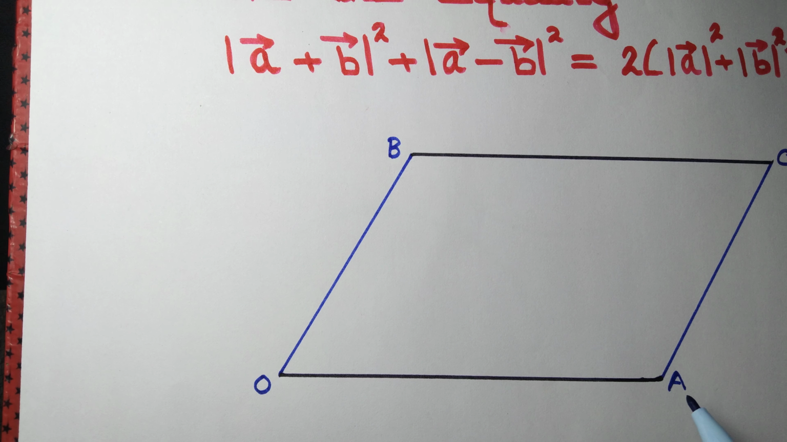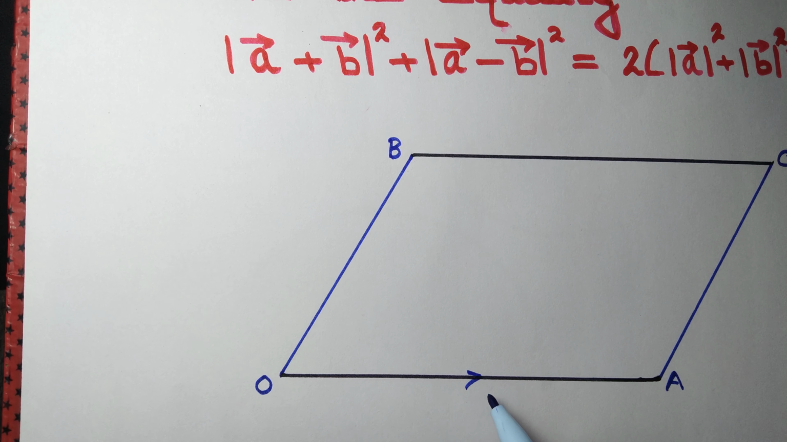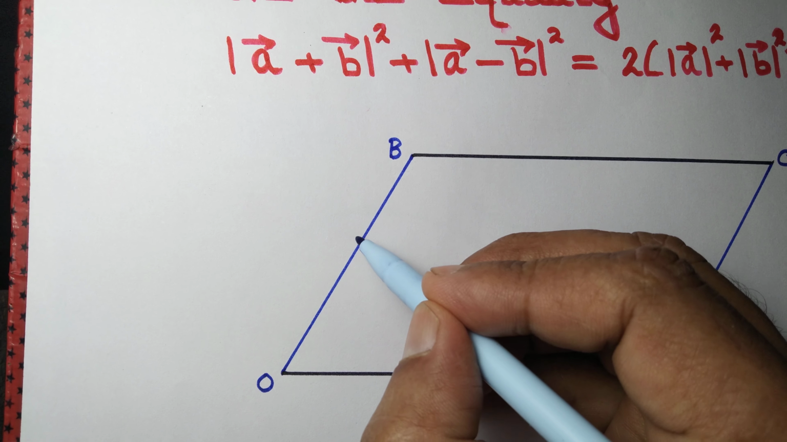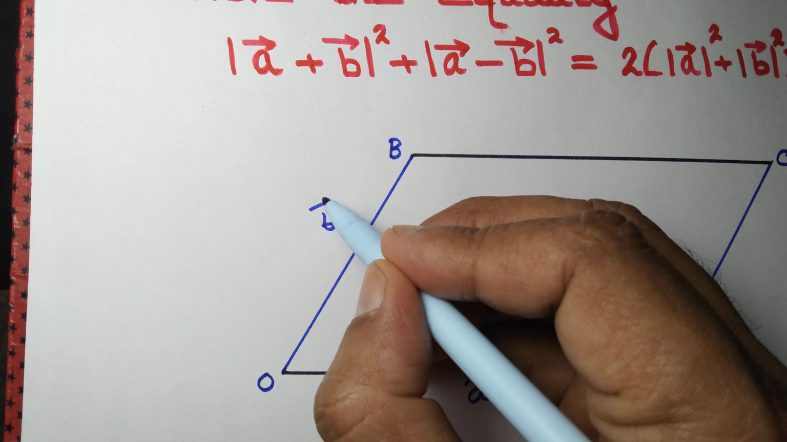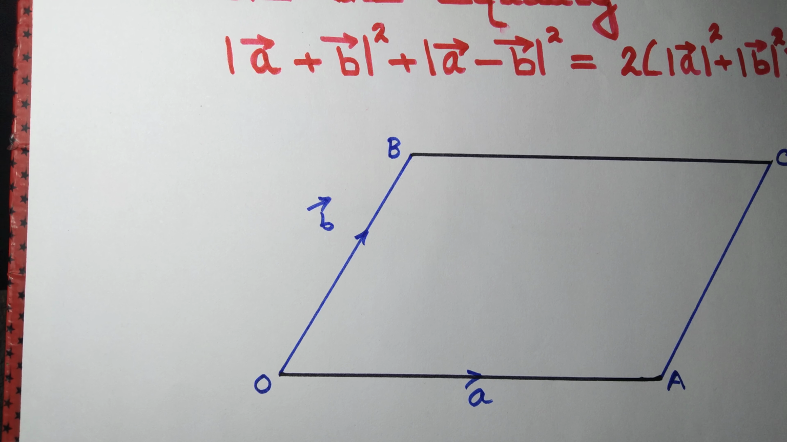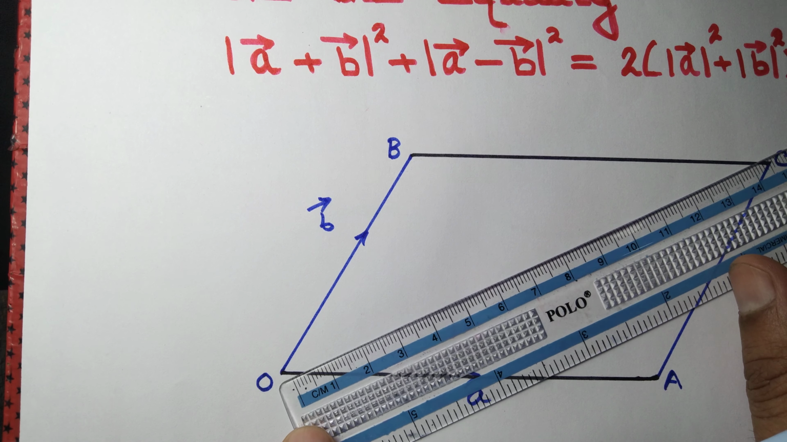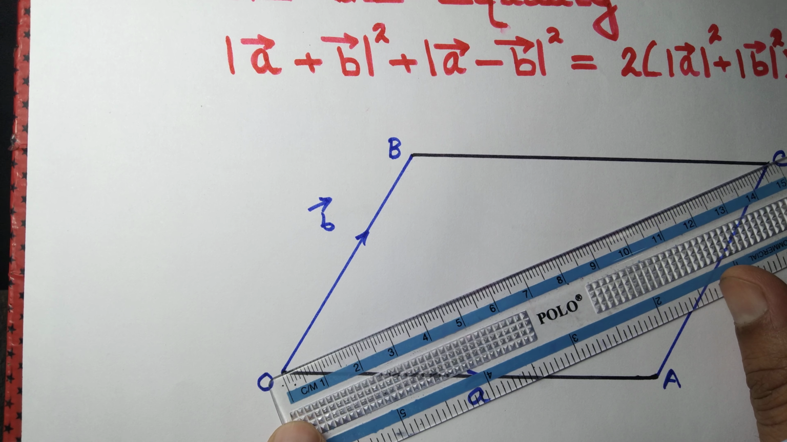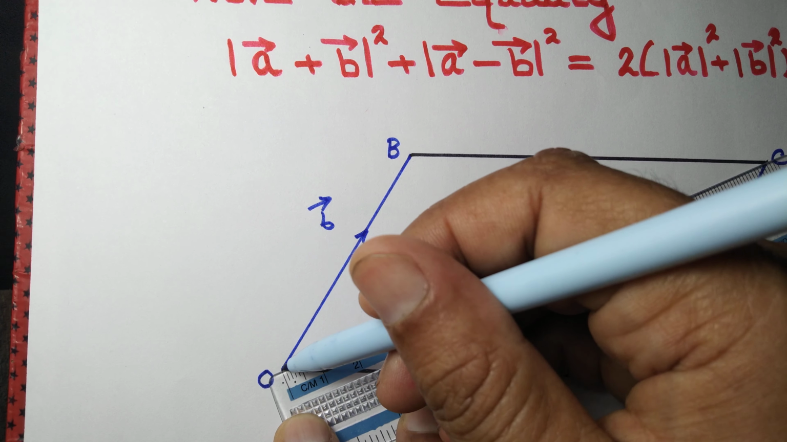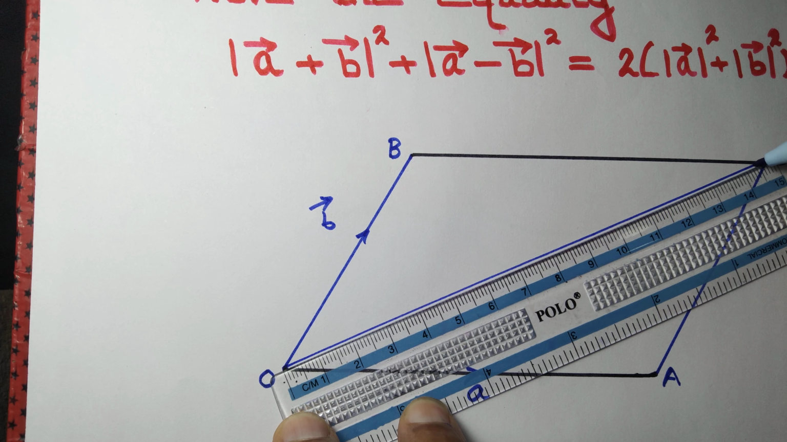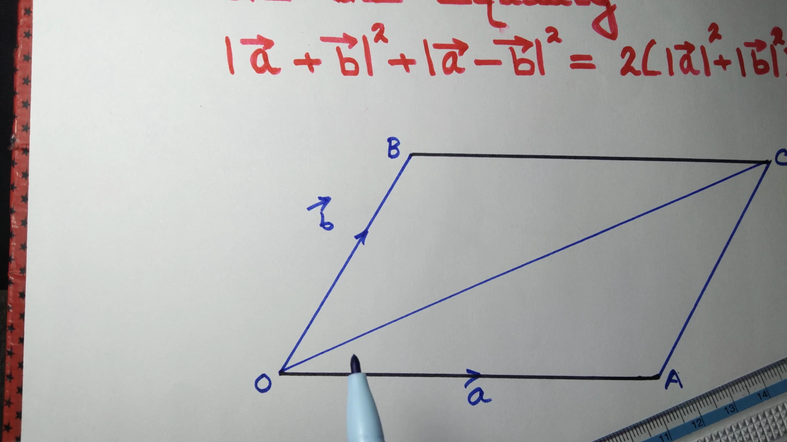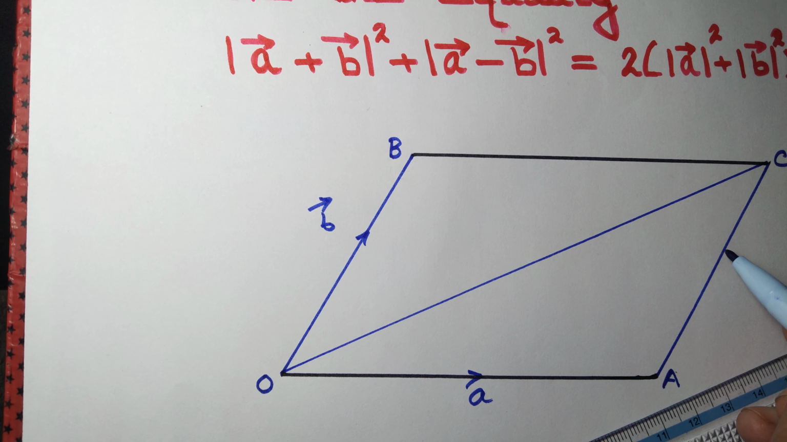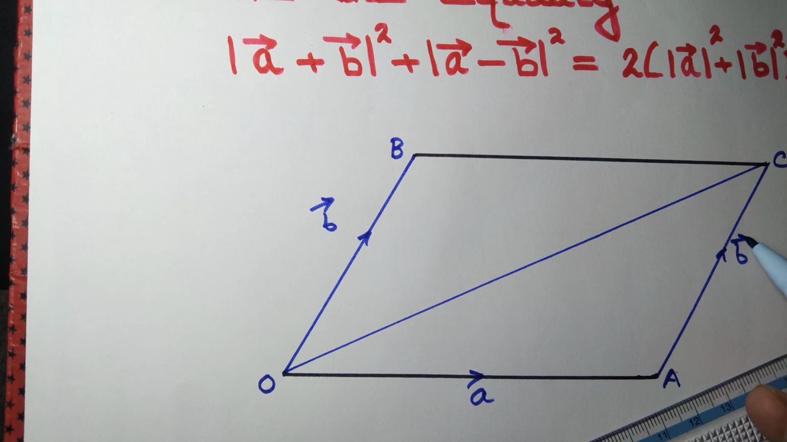In this figure, you can see a parallelogram OACB. Let OA denote vector a, OB denote vector b. Let us join diagonal OC. Since the figure is a parallelogram, opposite sides are equal and parallel, so AC must be equal to b.